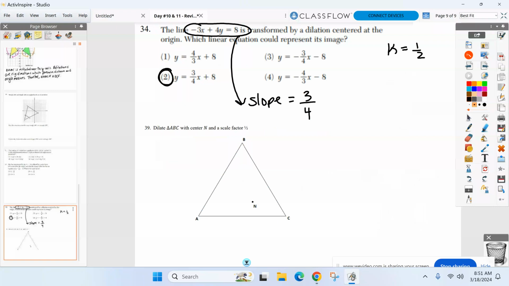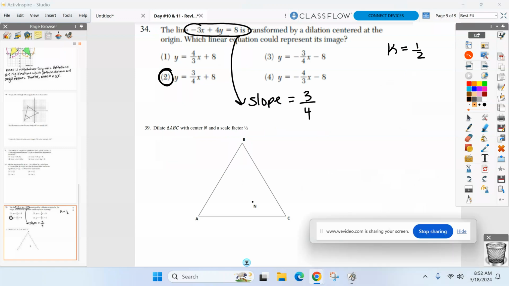I don't care who you work with. If you want to move around and work with other people, the entire answer key with work is in the back of your packet. You should not have to go on Classroom for any answers. They're all in the back of your packet. All 39, do what you want with them. Call me over if there are questions, but again, if you want to work with somebody else and move around, feel free.